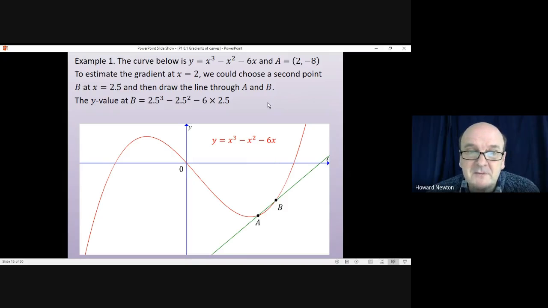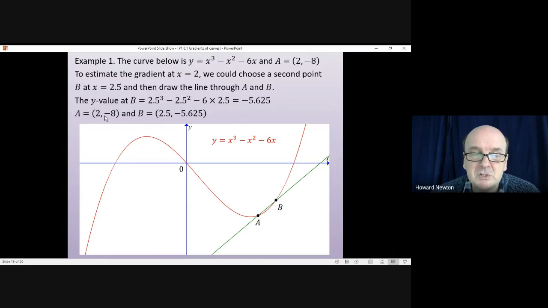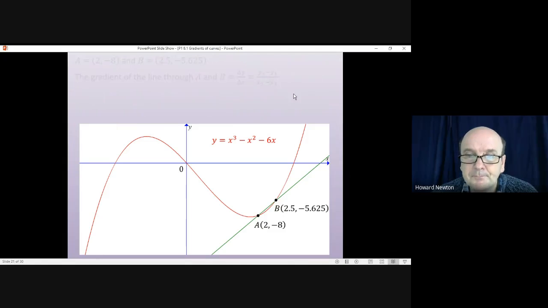To work out the gradient of that line, I need to know the y value at B. I already know the x value. We chose 2.5. To work out the y value, I just substitute x equals 2.5 into the original equation of the curve. Put that in the calculator, and that gives me a y value of minus 5.625. So I now know the coordinates of A and the coordinates of B. A is (2, -8). B is (2.5, -5.625). That's these 2 points here.